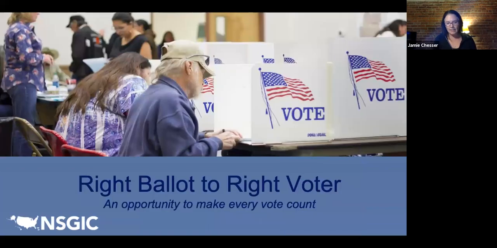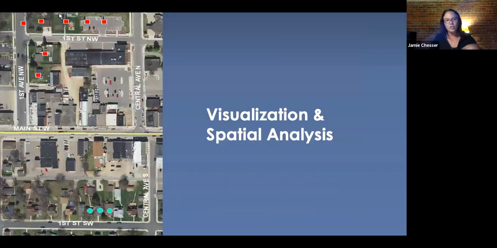Getting the right ballot to the right voter is reason number one. Every voter in this country should feel confidence that their vote matters and counts. This is truly the overarching goal for this work, but there are other reasons for geo-enabled elections. Geo-enabled elections bring data visualization and spatial analysis. Visualizing, analyzing, creating, and updating spatial data are far easier and quicker using a GIS.